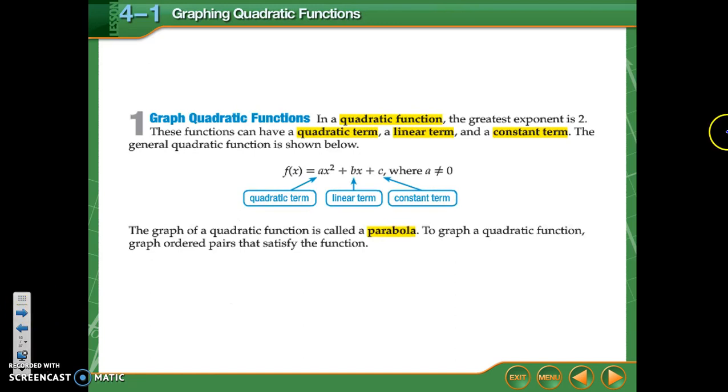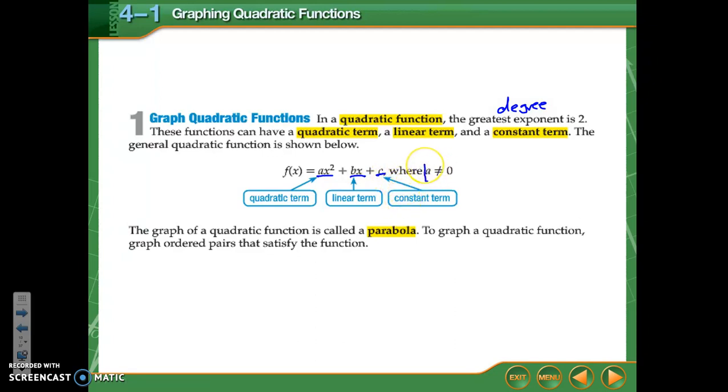All right, so when I'm graphing a quadratic function, first of all, a quadratic function has a degree of 2, meaning its greatest exponent is 2. These functions normally can have 3 terms. The quadratic term, so the term with the x squared, the term with the x is called the linear term, and the c, or the plain number by itself, is called the constant term.